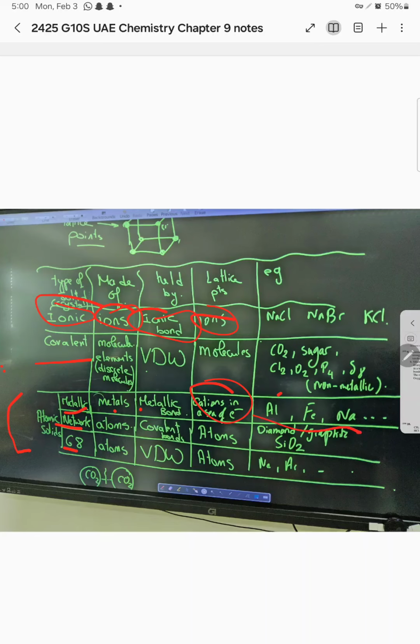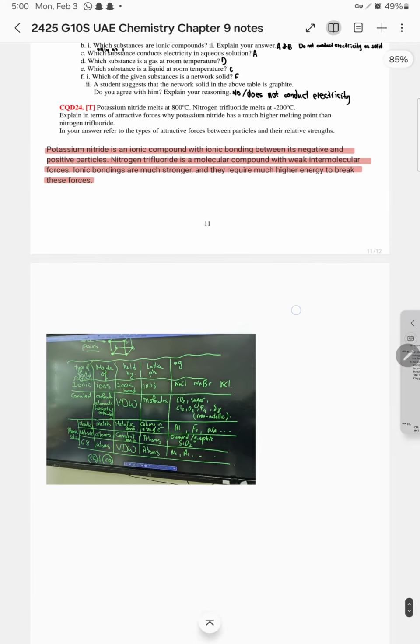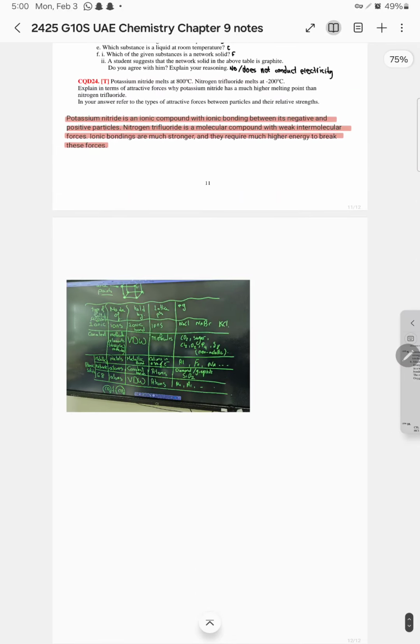Network solids, we know our only examples are diamond, graphite, and SiO2. Diamond and graphite are both made out of carbon. And network solids are made of atoms. They're held by covalent bonds. At your lattice point, you find atoms. Now, group 8 are atomic solids. They're held by VDW. You find atoms at their lattice points, and you find them in group 8, of course. And that's it for chapter 9. The periodic table tomorrow should be easy.